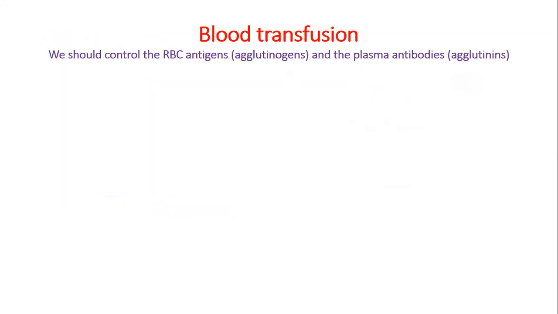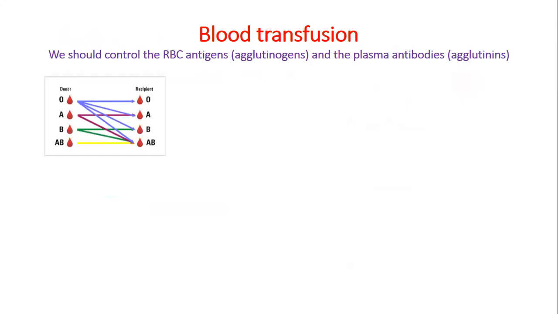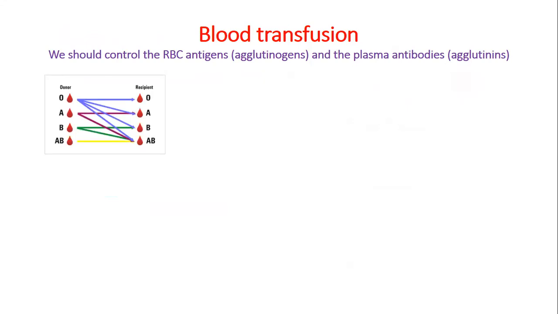Blood transfusion, we should control the red blood cells or erythrocytes, antigens or agglutinogens, and the plasma antibodies or agglutinin. In this figure, we see the cases that we can donate or make a blood transfusion from one person to another. For example, the donor could be O, A, B, and AB. The recipient could be O, A, B, and AB.